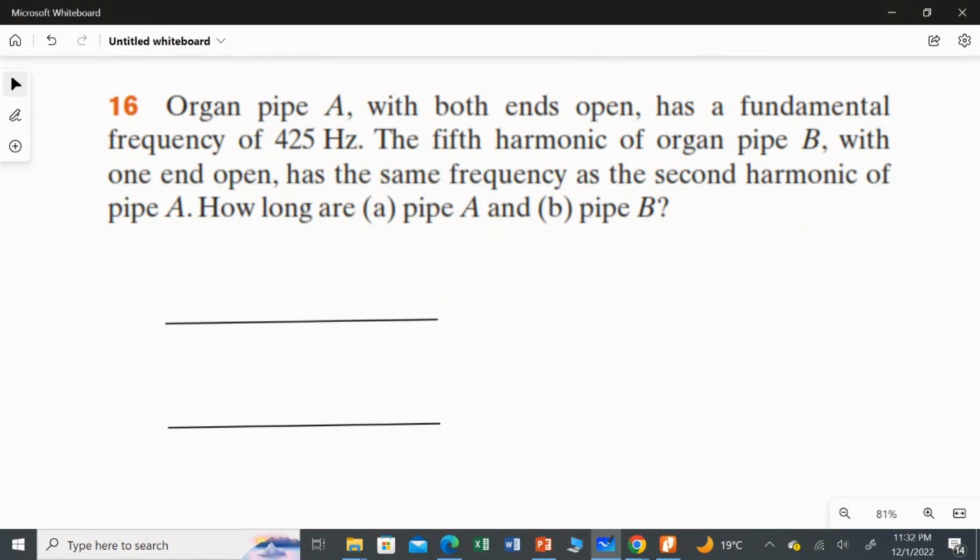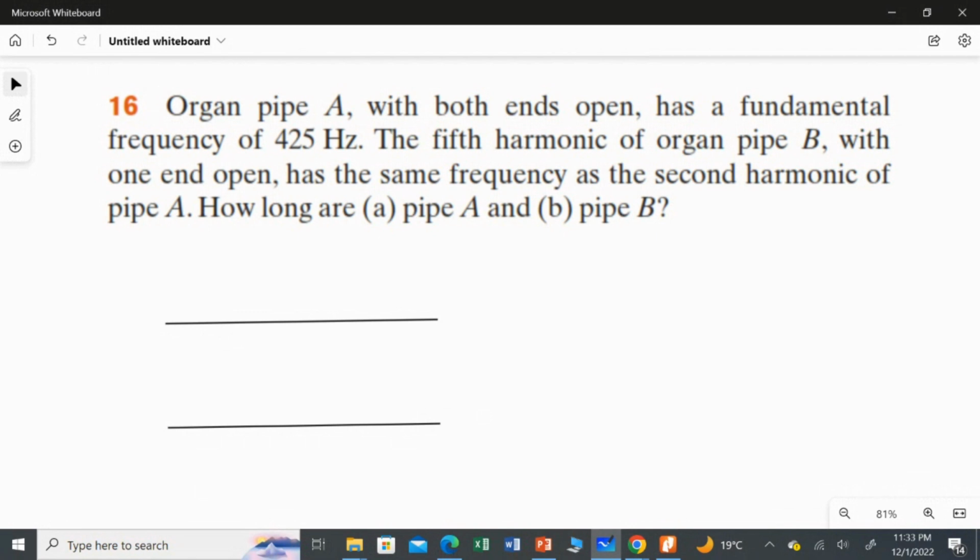Actually, this question is a little bit lengthy because we have to consider three cases. In the first case, actually you have two pipes. One is pipe A and one is pipe B. In pipe A, both ends are open, but in pipe B, one end is open and another end is closed. Clear? Also, they said the fifth harmonic of pipe B has the same frequency as the second harmonic of pipe A. So for finding the length of pipe A and pipe B, I am going to consider the three cases. What are the three cases?